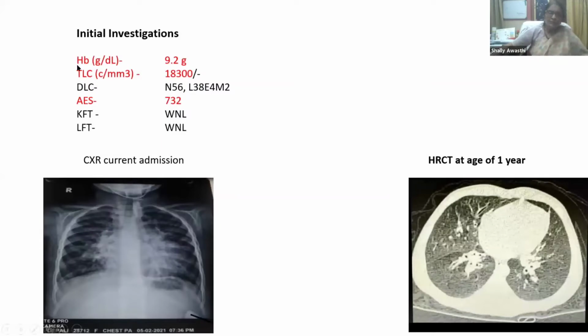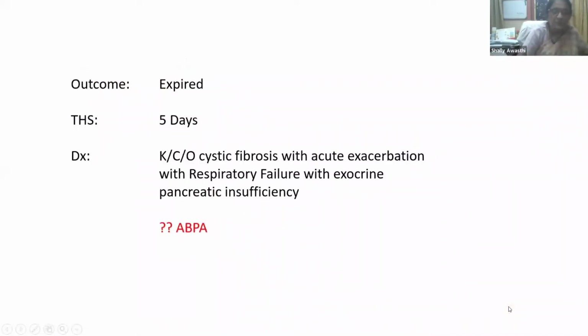Here I show you her investigations. Hemoglobin was low, total counts were high. Absolute eosinophil count was 732. This is her X-ray on admission. See the X-ray very carefully. You can see the cardiac shadow. You can see paracardiac shadows, which I will tell you what they are, but see them and remember them. And then her HRCT was done at the age of 11 months to be precise, which is showing what you see here. Remember these images.